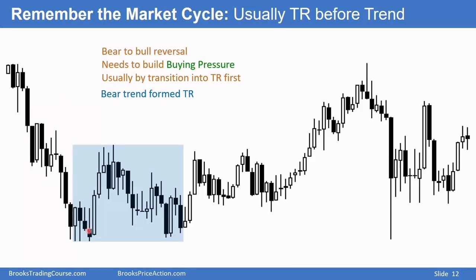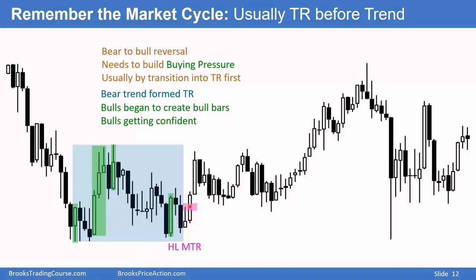Bear trend evolved into a trading range. Maybe a double bottom, slightly higher low, major trend reversal. The bulls are beginning to get big bull bars closing on their highs. That is buying pressure, and it increases the chances that the bulls eventually will be able to get a bull trend.